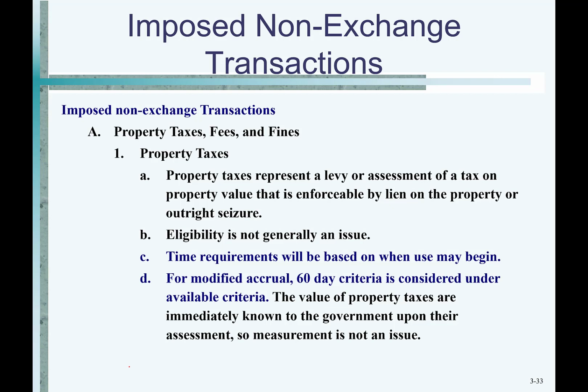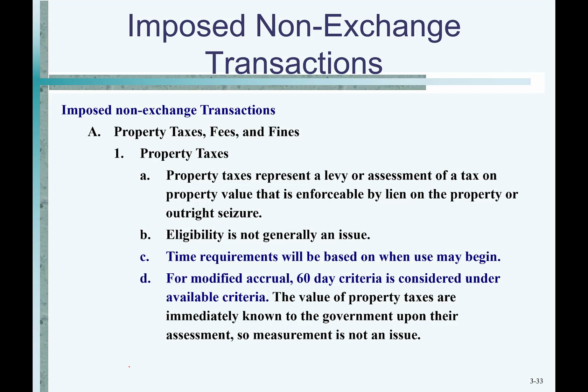Time requirements will, here it is right here, this blue: time requirements will be based on when use may begin. When we're talking about modified accrual criteria, it's still when use may begin, but now we have to see that we've collected it within 60 days of the balance sheet date.